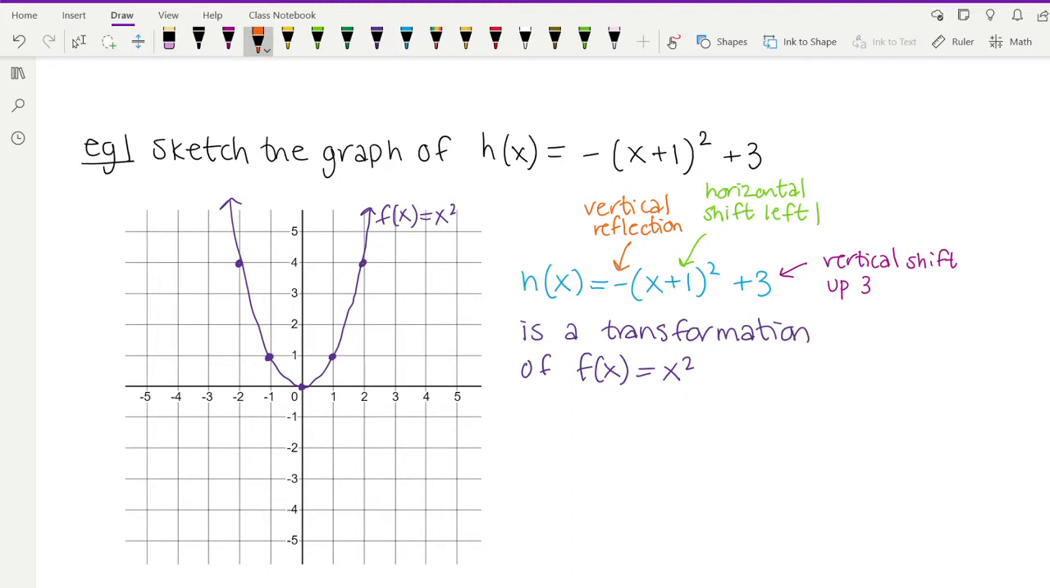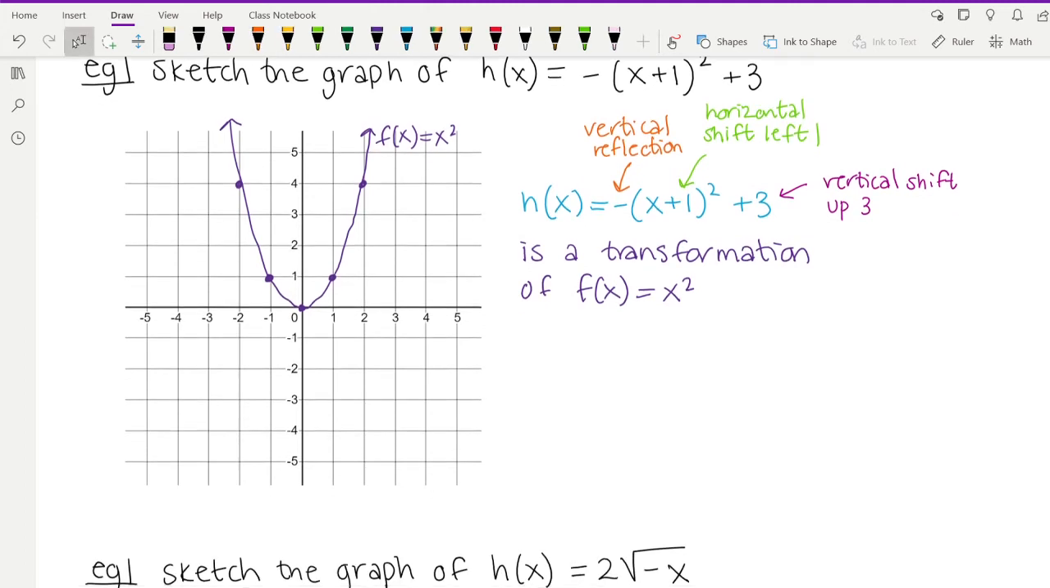So horizontal and vertical transformations just don't impact each other. So the order in which you do those doesn't matter at all. What does matter is that if we have a vertical stretch or a vertical reflection, as well as a vertical shift, we have to do the stretch or reflection first, basically because of order of operations, right? Multiplying by -1 is multiplication. Multiplication happens before addition.